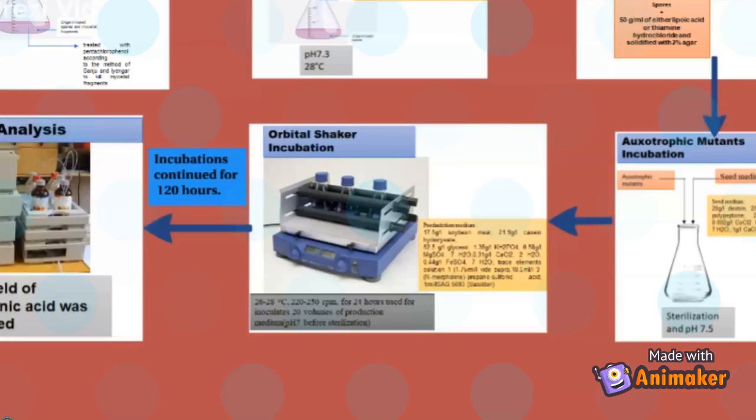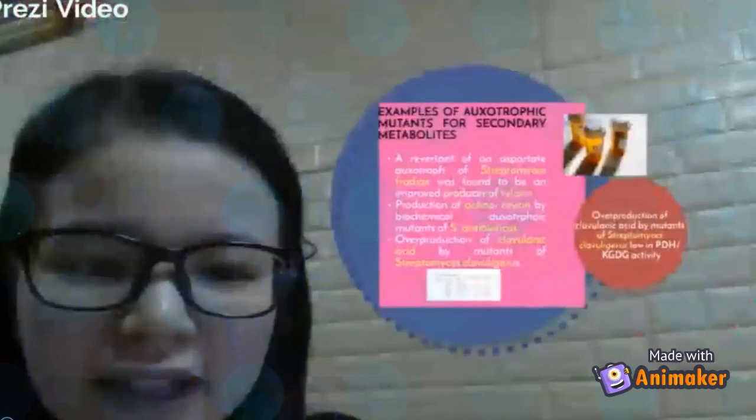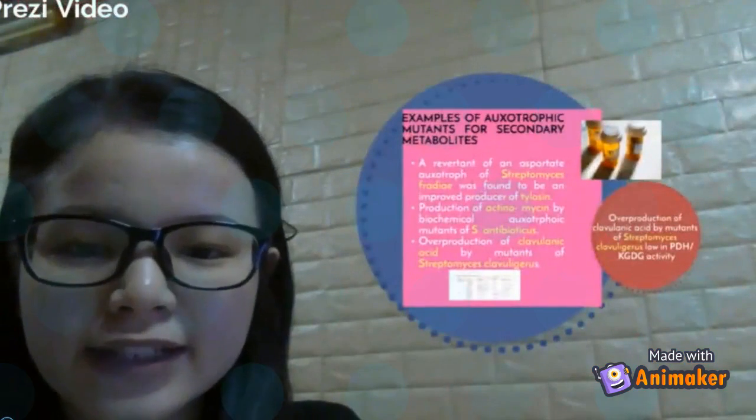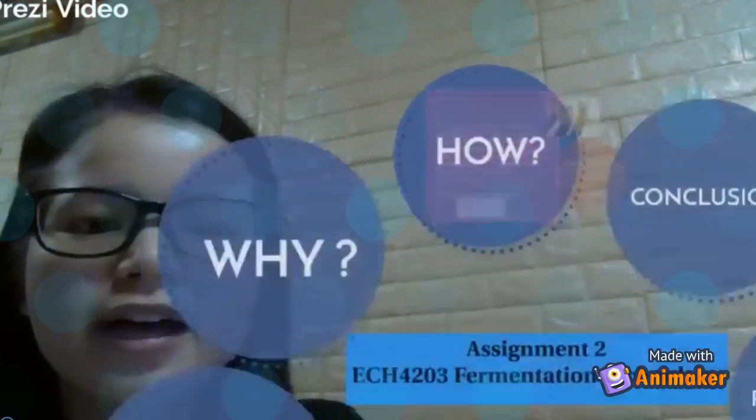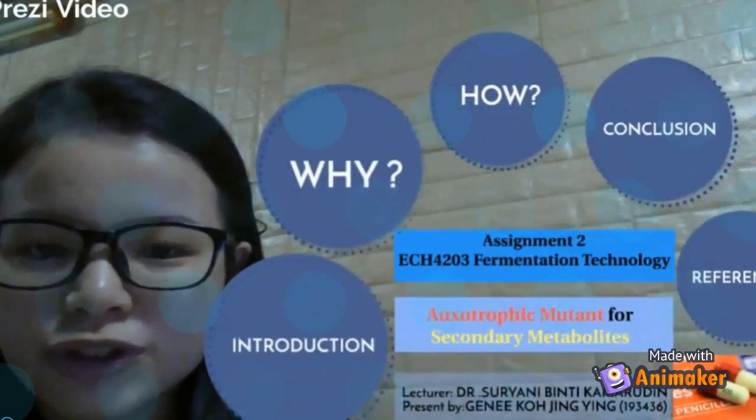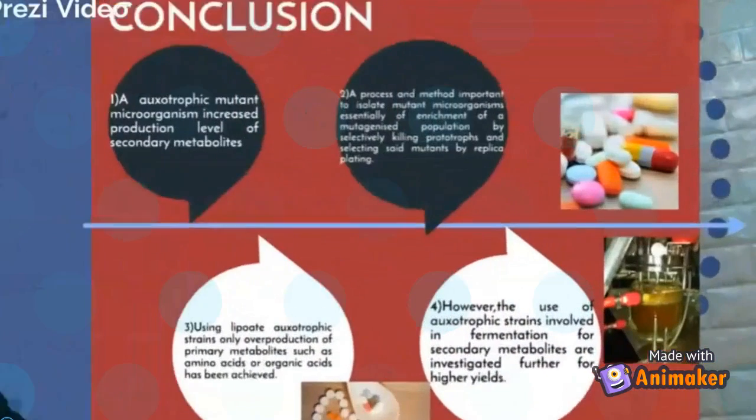Then we'll undergo the HPLC analysis to analyze the higher yield of the clavulanic acid production. Hence, that's how the auxotrophic mutants are involved in producing clavulanic acid. And let's go to the conclusion.